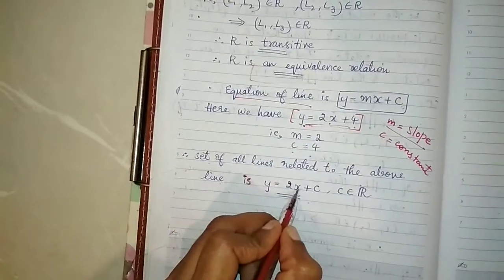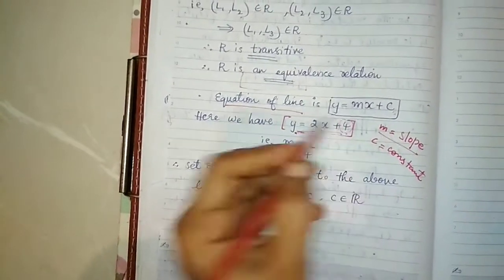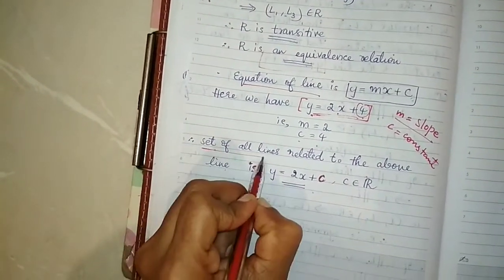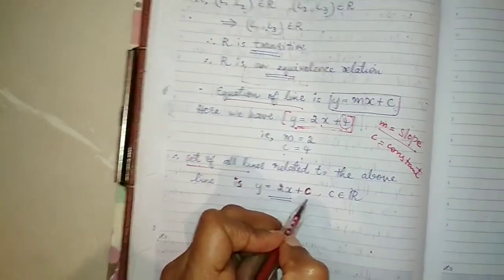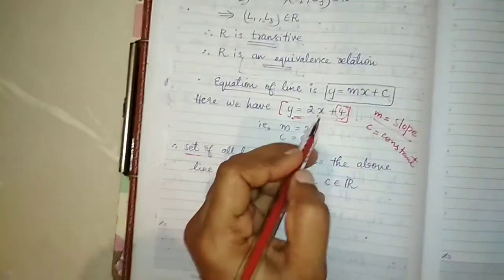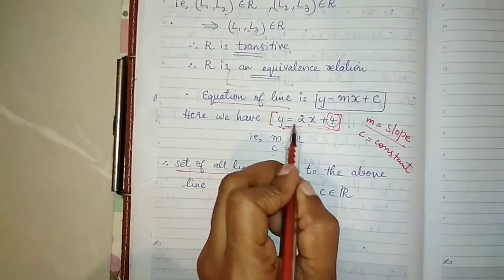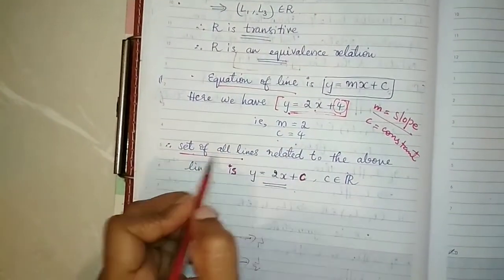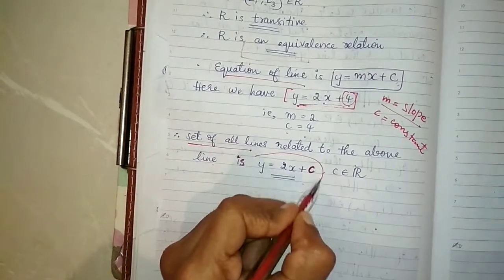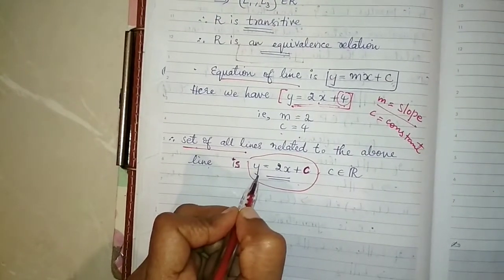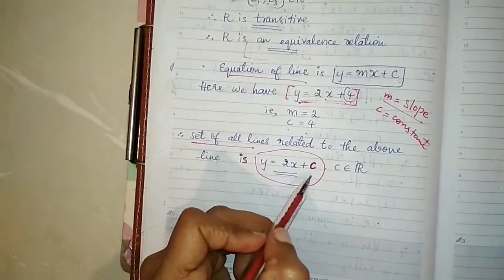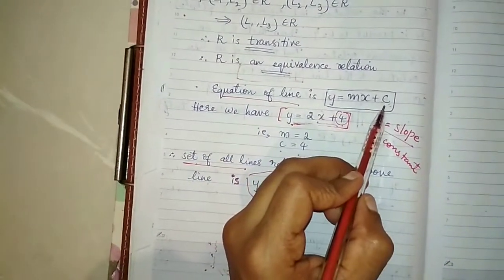y equal to 2x, and in the place of 4 you have to write only c, because you have to find all the lines, so this c can be any number. Here it is 4, you can write it as 5, 6, any number. So the answer for this part of the question is all the lines related to the above line, that is y equal to 2x plus c. This is your answer. Just in the place of 4, you have to write only c, from this main equation.